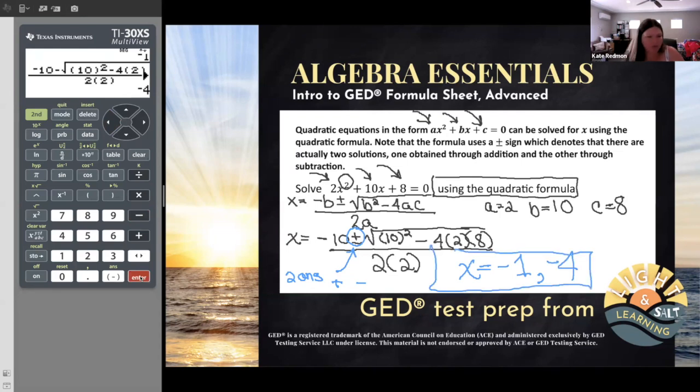And you say, well, which one's the right answer? And they're both right answers. That's one of the tricky things about quadratics. They can have two answers. They quite frequently do. All right. Ooh, I'm kind of mean.